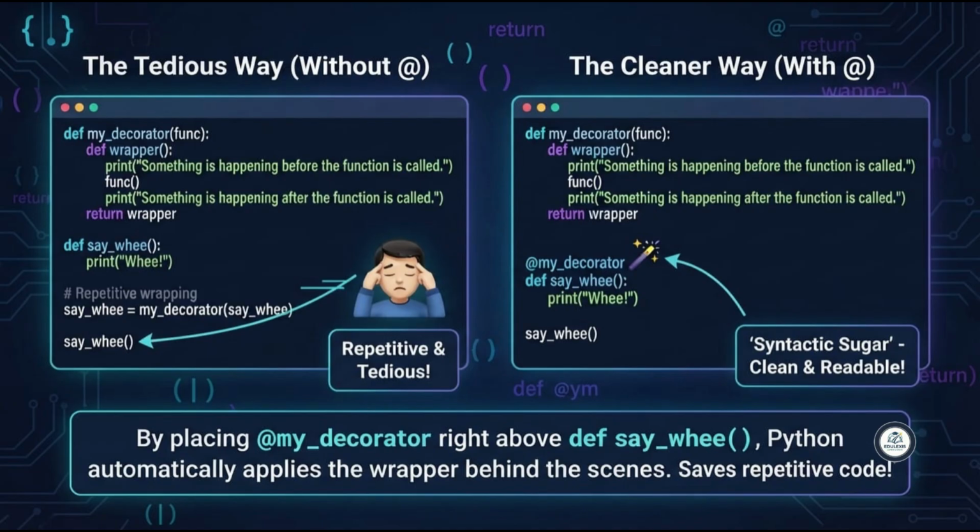Writing say_hello = my_decorator(say_hello) every single time can get tedious. Python gives us a cleaner, shorter way to do this using the @ symbol, often called syntactic sugar. By placing @my_decorator right above our function definition def say_hello, Python automatically applies the wrapper behind the scenes. It's clean, readable, and saves us from repetitive code.